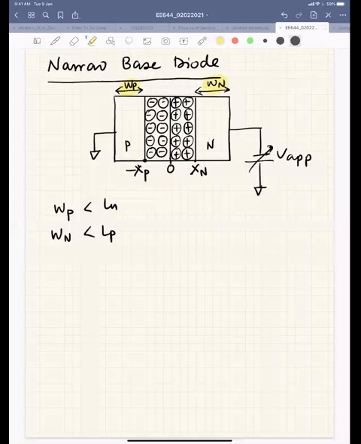So the electrons are injected, then they recombine inside the P region also, right? Similarly, holes are injected from P to N, but all the holes are recombined inside the N region, right? Those we call wide base diodes. But in most of the applications, we deal with narrow base diodes, where WP is less than Ln and WN is less than LP.